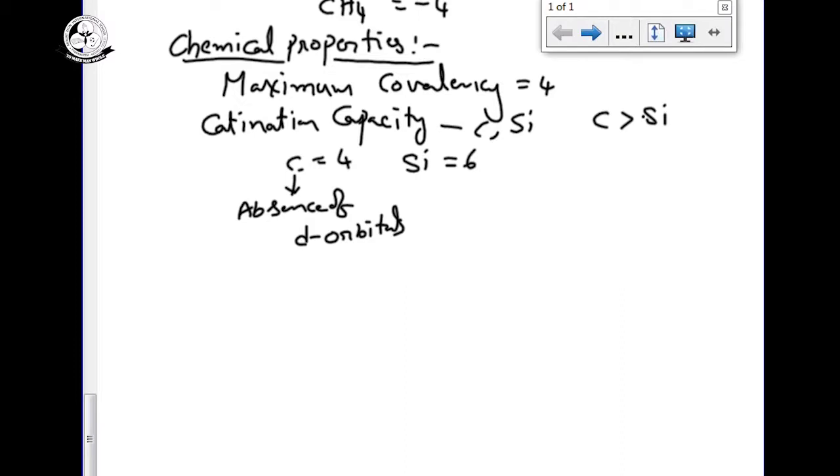D orbitals are absent in the valence shell of carbon, but silicon has d orbitals in its valence shell, so there is a chance of an excited state configuration, and then it can form the 6 chemical bonds it has the capacity to form. For example, silicon hexafluoride, SiF6(2-).